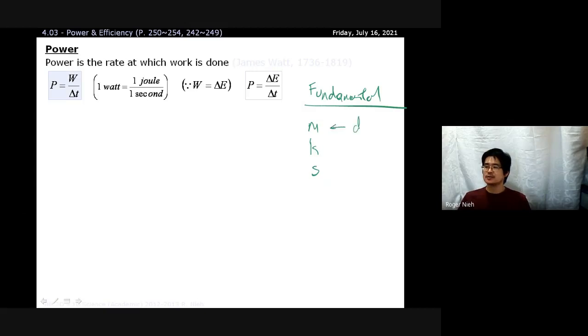M for distance in meters, K for kg for mass. All right, so we measure masses in kilograms in physics class, and time is often simplified down to measurements in seconds.